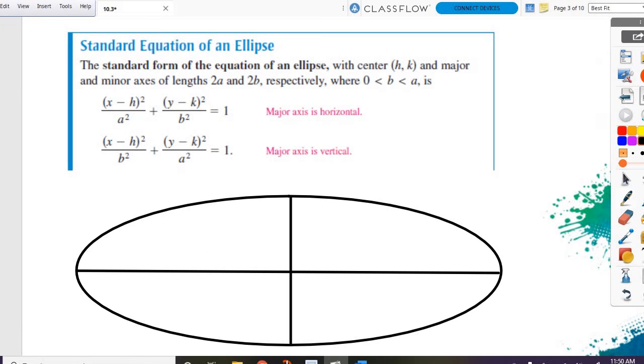So let's look at some equations. So we have two standard forms. They're basically the same. The only difference is the location of our a squared and our b squared. And the reason that they are switched is because our a always has to be bigger than our b. So if it's longer going horizontal, your a will be with your x. If it's longer going up and down, your a will be with your y. And our center is going to be located at h comma k. And it always has to equal 1 in standard form.